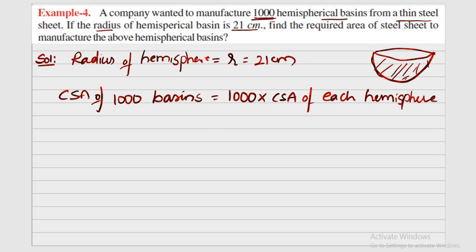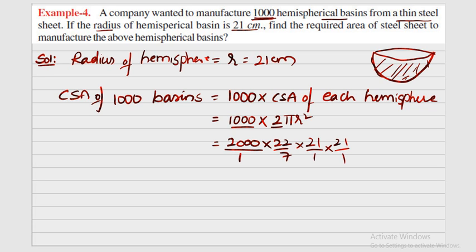So what is CSA of hemisphere? This is nothing but 1000 into 2 pi r square. Now I can write 2 into 1000 directly as 2000 into pi, which is 22 by 7. Here also I am going to write 1 into the radius, 21 by 1 into 21 by 1. In the 7 table, this goes 3 times. Now when I do the multiplication, 2000 into 22 into 3 into 21.